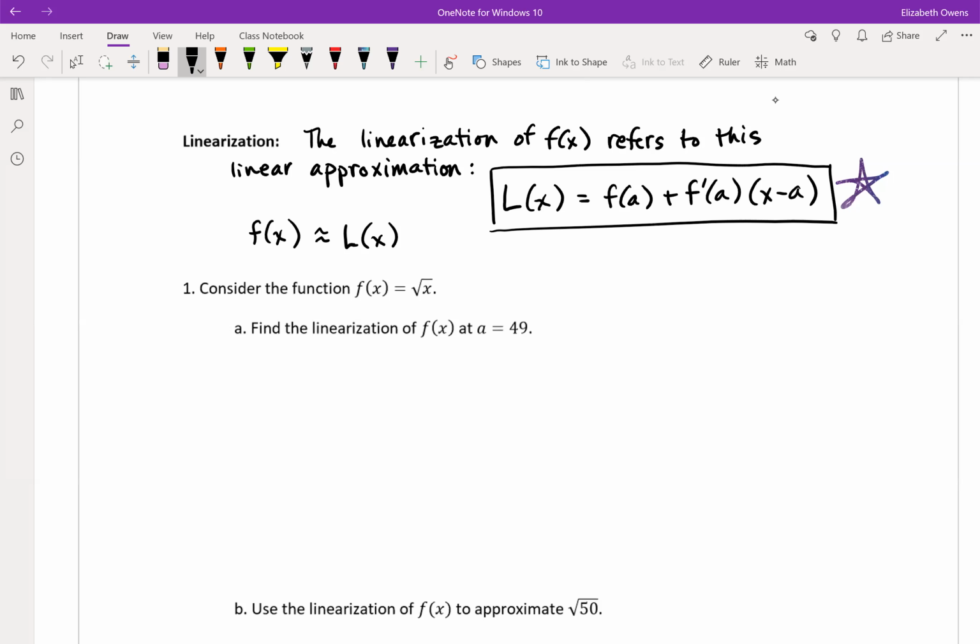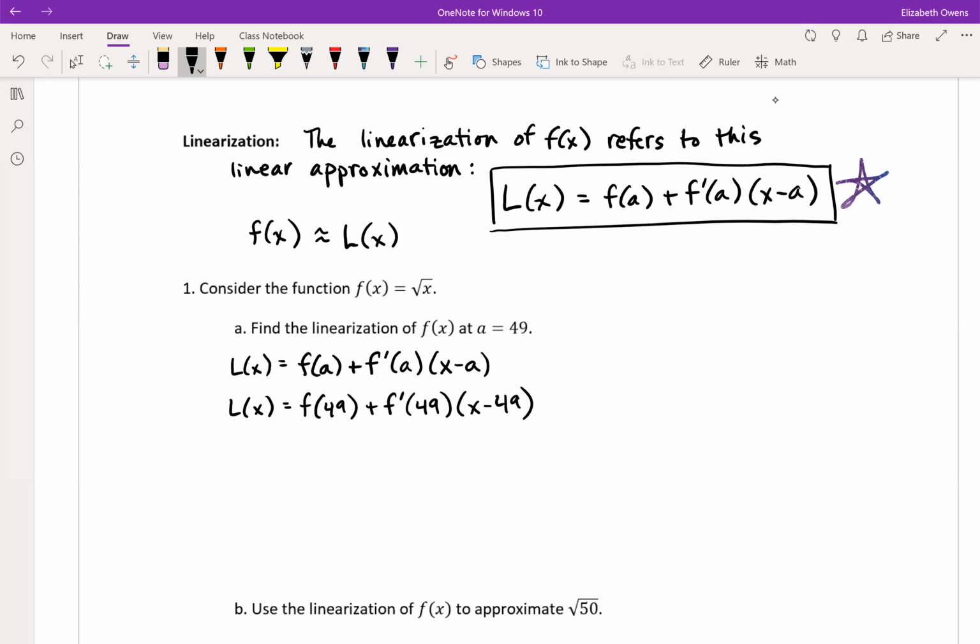So we've got our linearization formula right there. L of x equals f of a plus f prime of a times x minus a. Okay, and we are given our value for a. So L of x is going to be f of 49 plus f prime of 49 times x minus 49. So you can put that in right off the bat there, and then we'll find the values that we need.